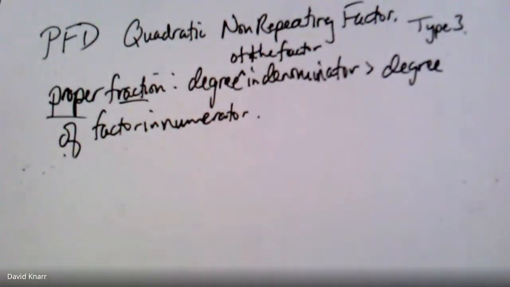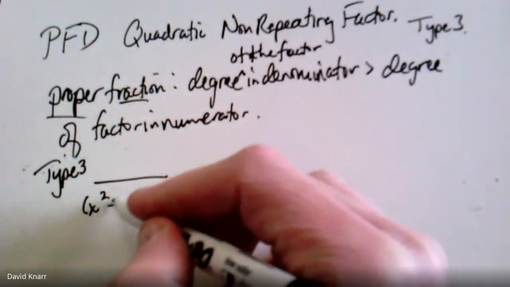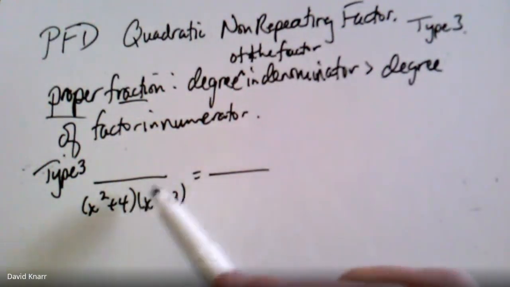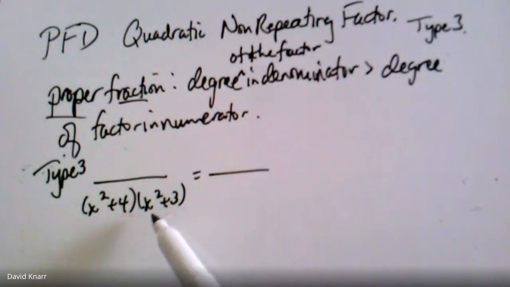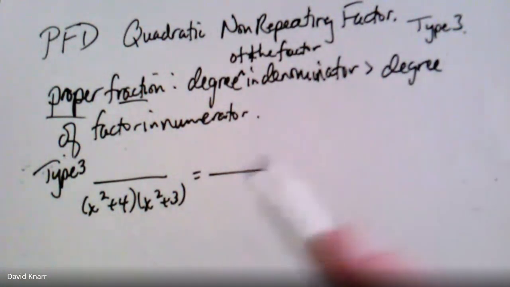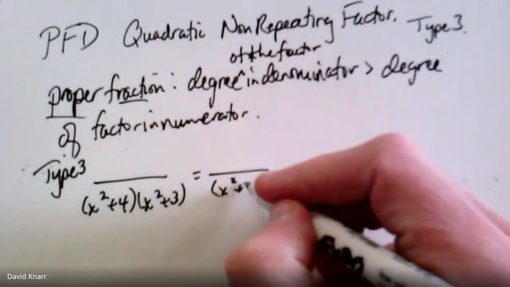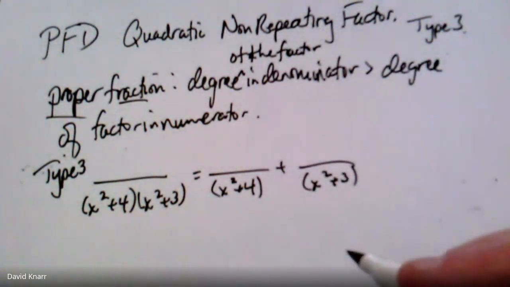So now let's talk about what type 3 looks like. Type 3 looks like this. x squared plus 4 times x squared plus 3. Now, here are your two factors, your x squared plus 4 and your x squared plus 3. Neither of them can be factored. It would have to be x squared minus 4 for you to factor it. It's not. And if it were x squared minus 4, you would have to factor it. But this is not, so we can't factor it. So it's going to be my factor. And then my other fraction is going to have x squared plus 3 as its factor.